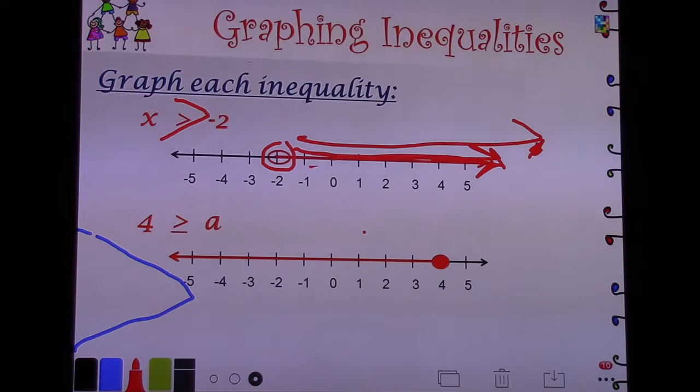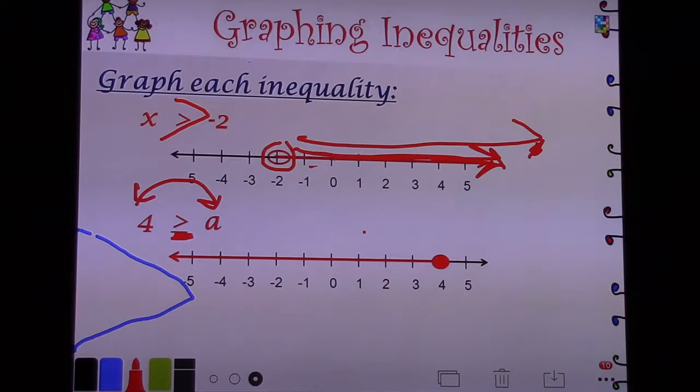Now what's the next one say? It says 4 is greater than or equal to A. And if 4 is greater than or equal to A, then A has to be less than or equal to 4. So we actually have to consider that as being the opposite statement.